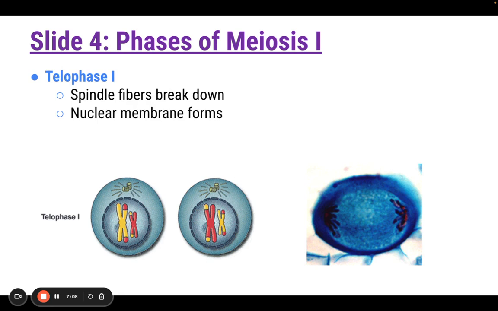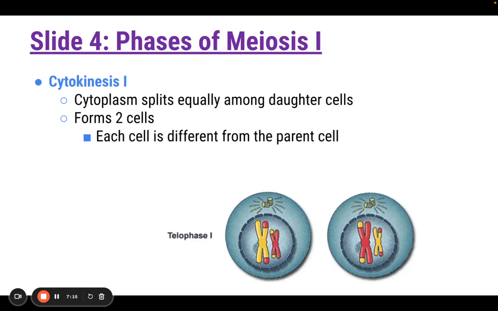Telophase 1 may look somewhat familiar too. Spindle fibers start to break down and the nuclear membranes reform. Cytokinesis 1 still looks very similar to mitosis. The cytoplasm splits equally among the daughter cells. This results in 2 new daughter cells.